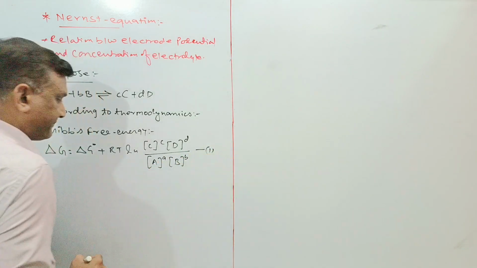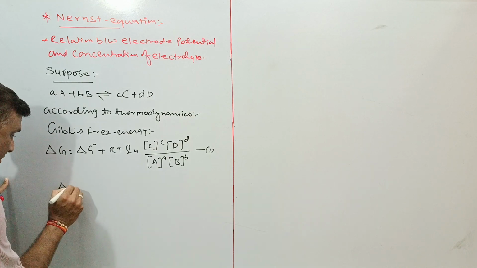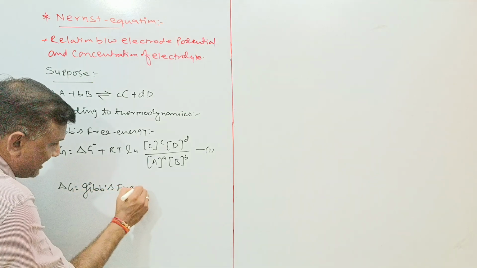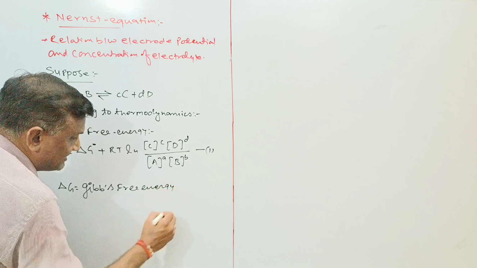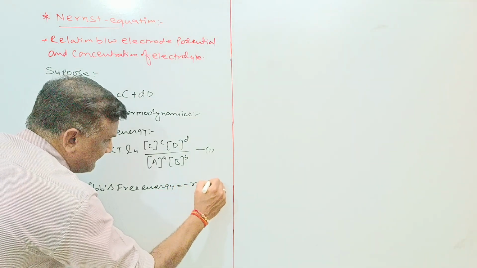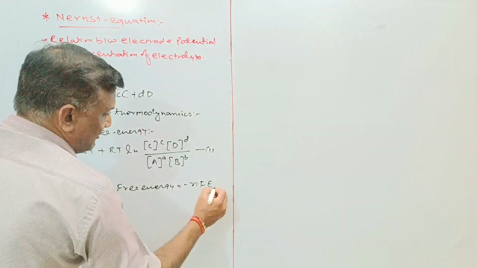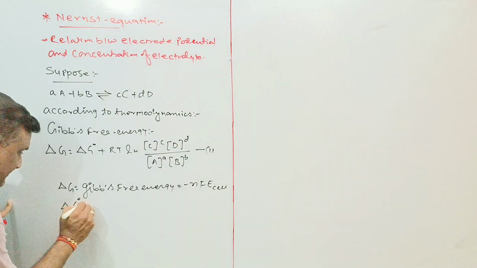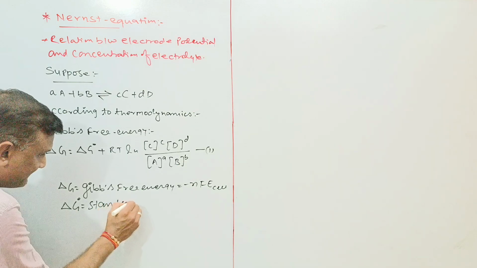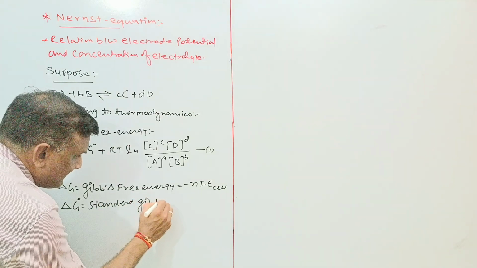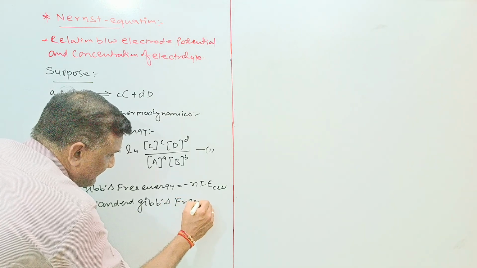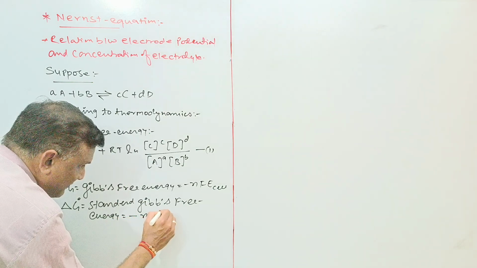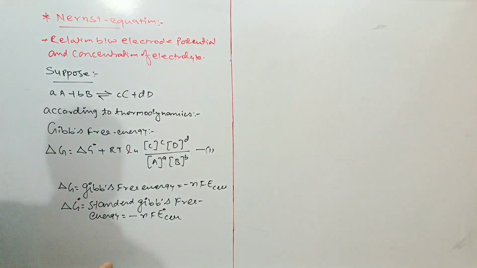This is the first equation, where delta G is the free energy, its value is minus nFE, where we can also denote it as E cell, and delta G naught is the standard free energy with the value minus nFE naught of cell. These are the two values.